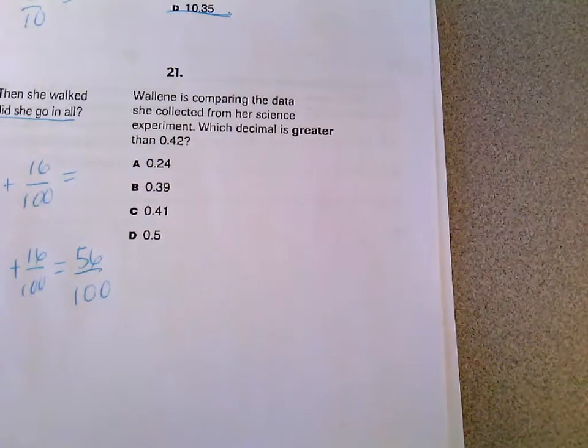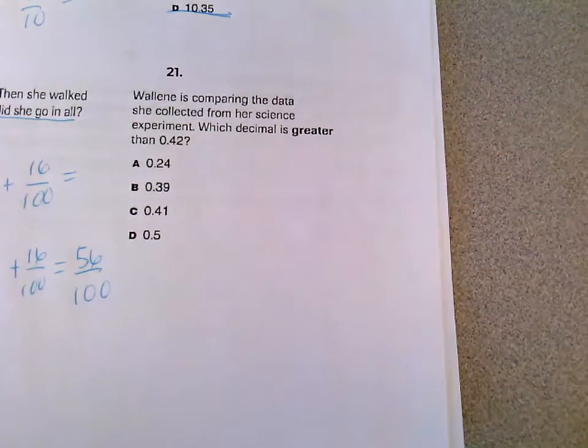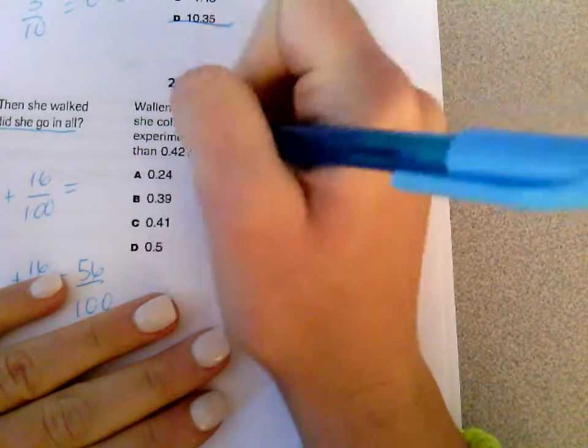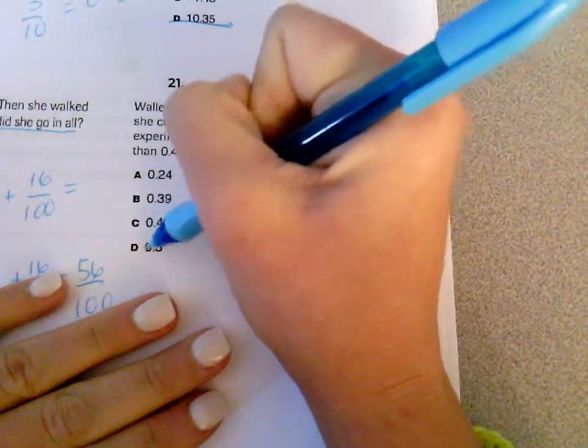On to question number 21. It says, Waleen is comparing the data she collected from her science experiment. Which decimal is greater than 42 hundredths? So you just want to look. There's nothing in your ones, so nothing can be, if there's all zeros.